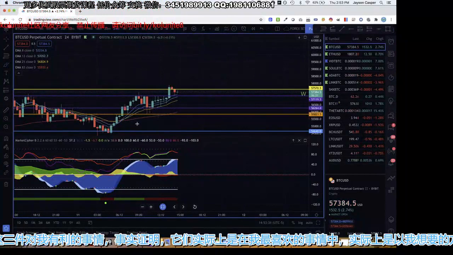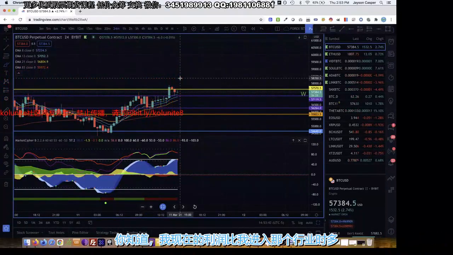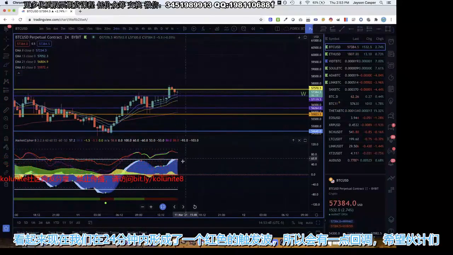And I had those three things in my favor, and it turned out that they actually were in my favor. Things actually did turn out the way I wanted. I'm in more profit now than I was when I entered that trade. So it looks like now we're forming a red trigger wave on the 24 minute.